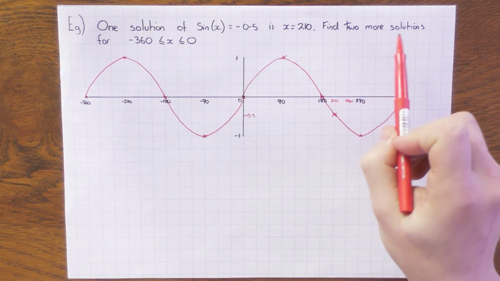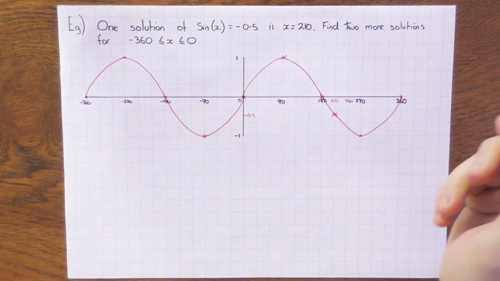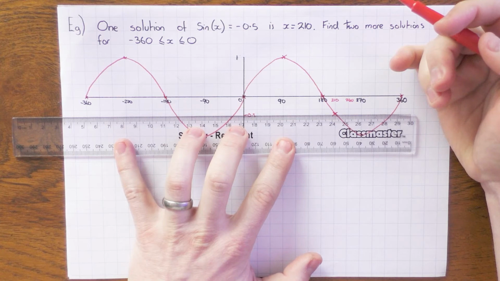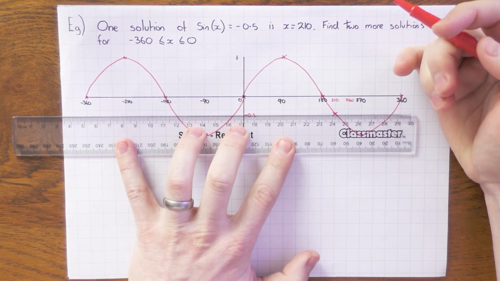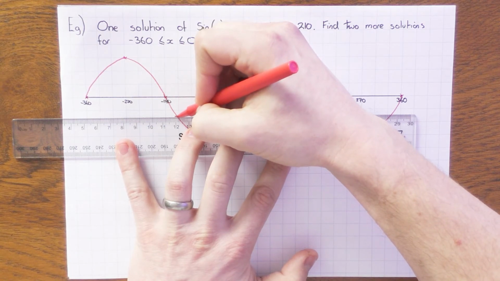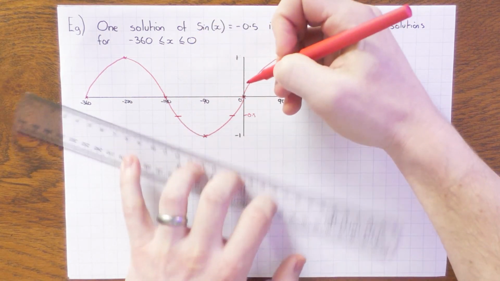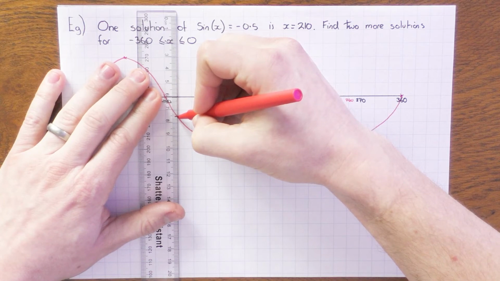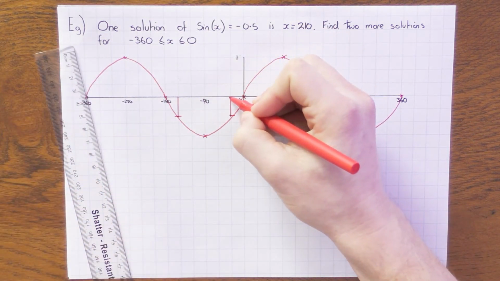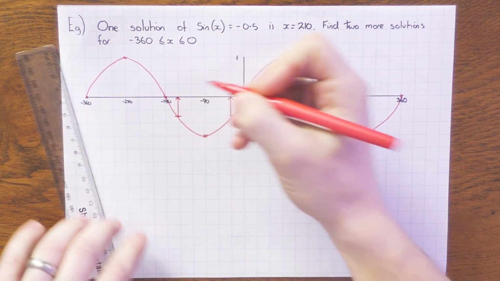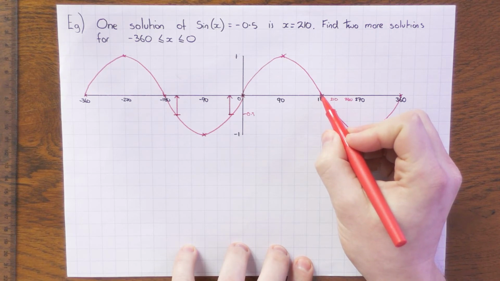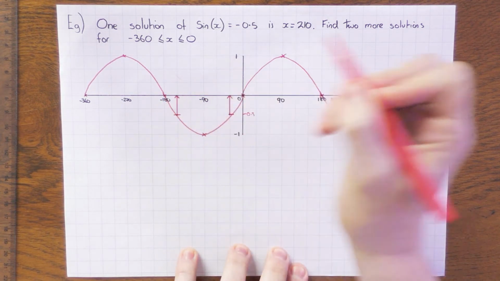We need to find two more solutions between this range here. So all I'm going to do is I'm going to get my ruler like so, line them up as best we can, and I'm going to have this bit here and this bit here. Now, to be more accurate, they'll probably give you this graph, but I just wanted to show you about the sketching bit as well.